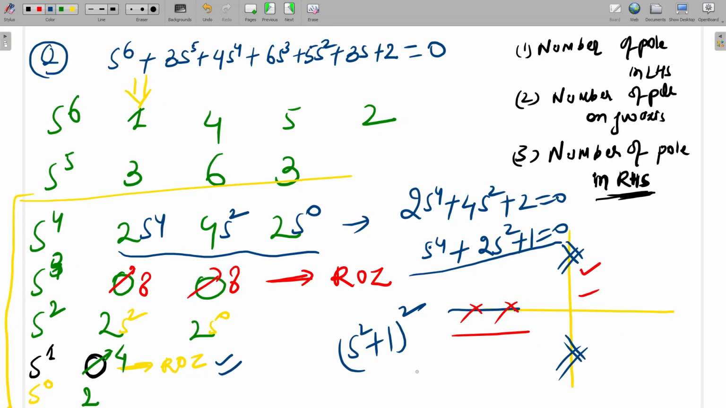So s square will be plus minus root over 1, s square will be minus 1. So these two are there now. So s square plus 1 into s square plus 1 equal to 0. So this plus minus j we are getting, and again another plus minus j we are getting. So here 2 poles are there, here 2 poles are there. Is it clear?